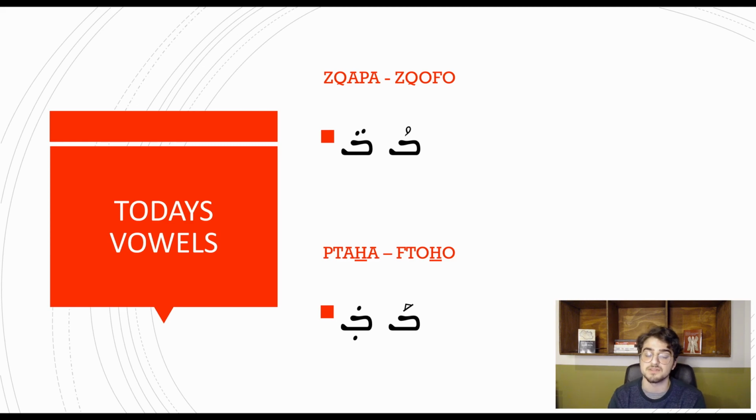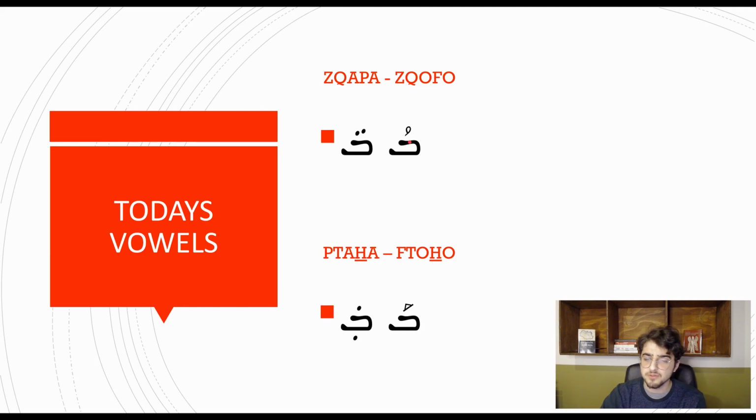Now we will do the other Eastern vowel. There are 7 Eastern vowels, 5 Western vowels. So skapa, ptaha are the first 2 Eastern vowels. Ptaha: 1 dot at the top, 1 at the bottom, represents a short A. So this becomes ba, while this becomes ba. Alright. And then we've got the skofo and the ftoho, which are the 2 Western vowels.